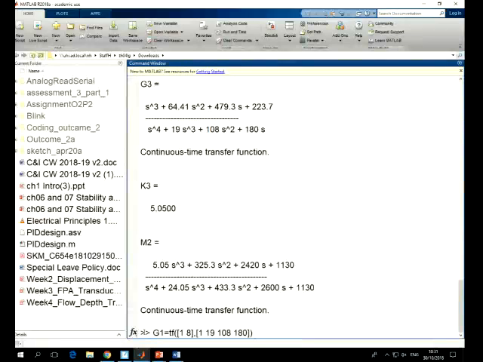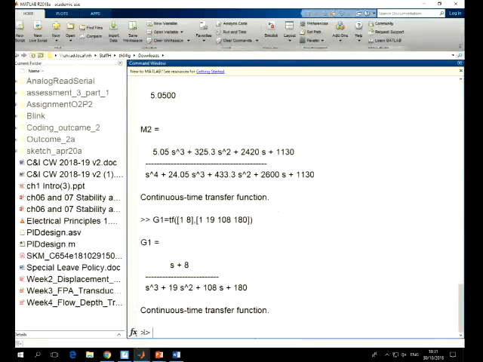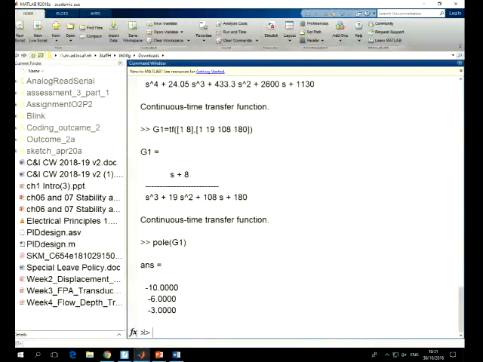That's better. Okay, so that's our transfer function, and we can run that. And then you can find the factors by doing a pole command. Hopefully. Yeah. So that's a nice, easy way for you to do the factors, okay?